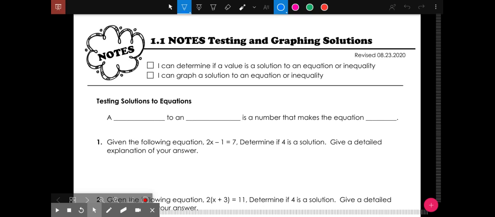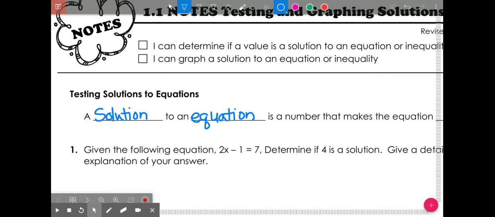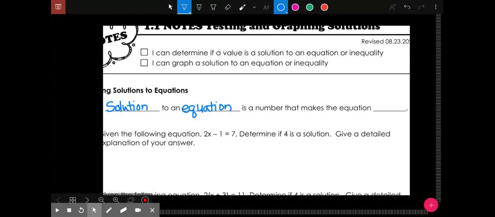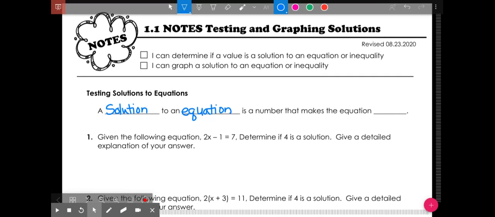So we know that a solution to an equation, if I go too fast, feel free to pause me or rewind me, but I don't want to waste anybody's time, so I'm going to try to book it through this, okay? Is a number that makes the equation true.